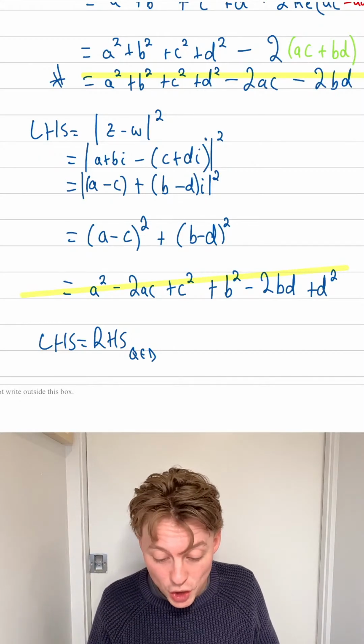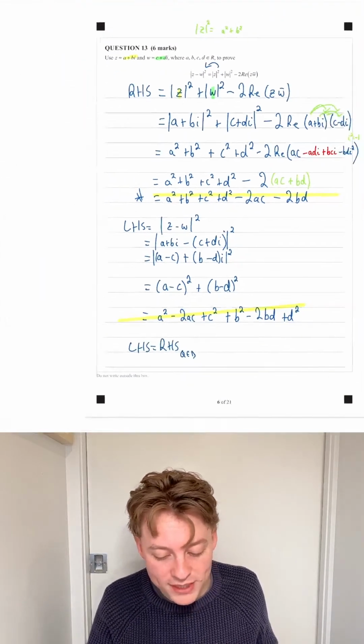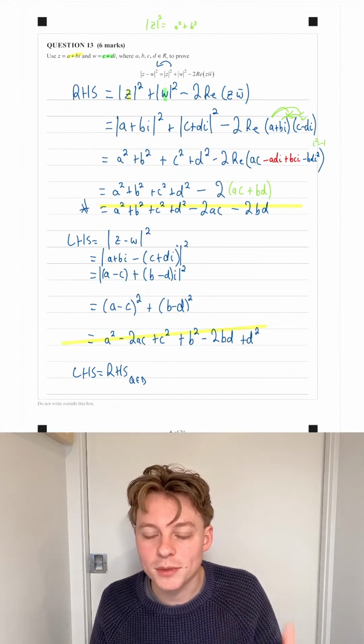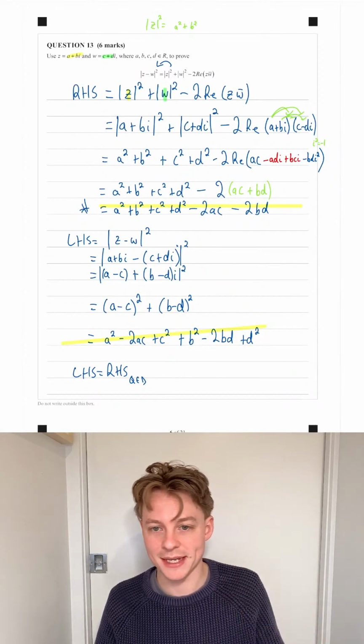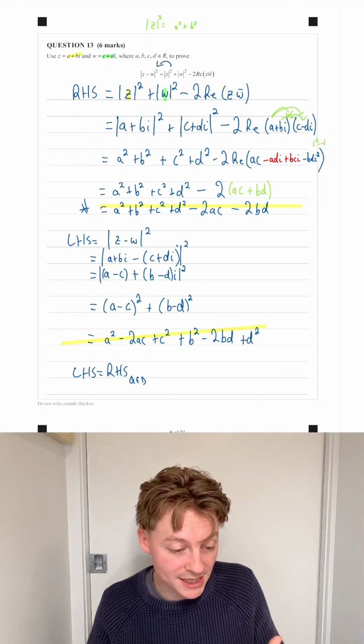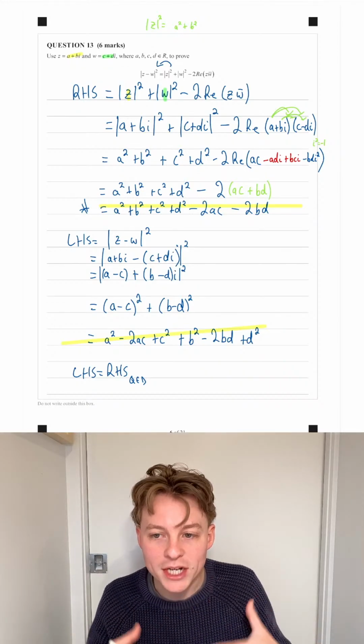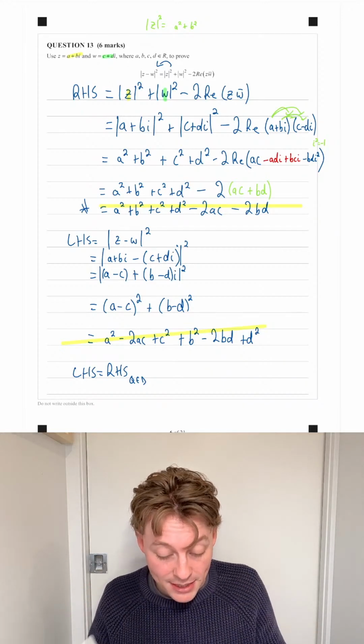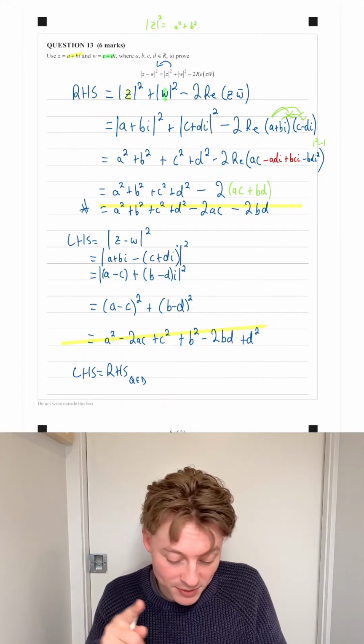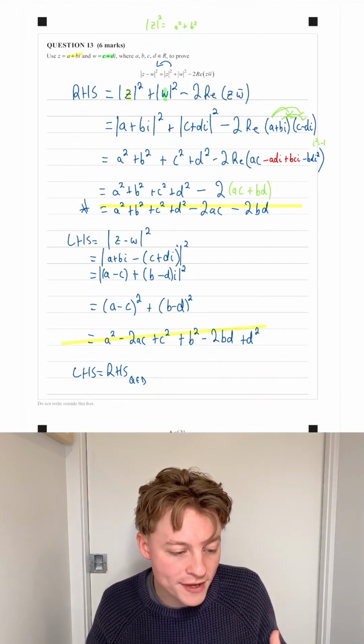That's it, right? So for some of these questions, like I said, I normally say start with the right-hand side. Sometimes it simplifies beautifully, and you get the left-hand side immediately. This question here, I got a little bit stuck, where I wound up at a point where I had a squared plus b squared plus c squared plus d squared. There were no common factors. There's nothing obvious for me to do.